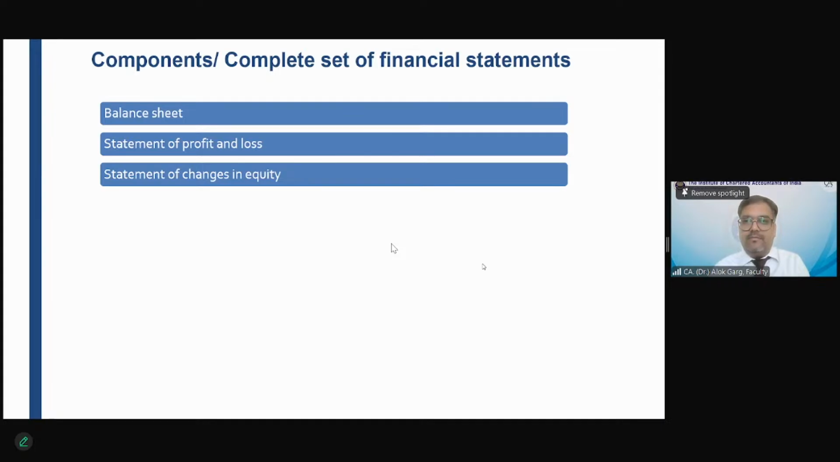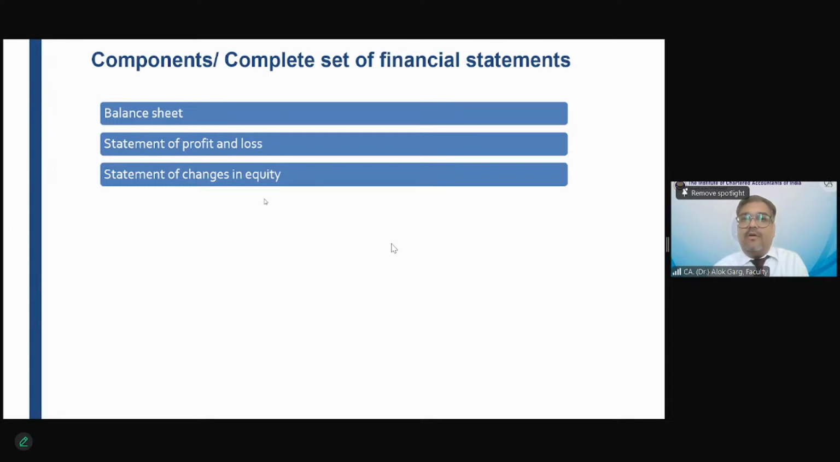Changes in equity? I'm asking about statement of profit and loss. A statement of changes in equity is a separate statement. Can you tell me what is a new section in statement of profit and loss? P&L में एक नया section कौन सा आया है Ind AS में?